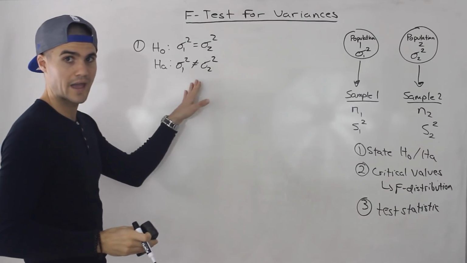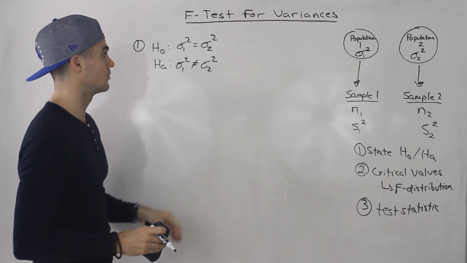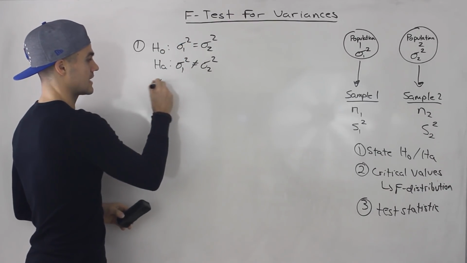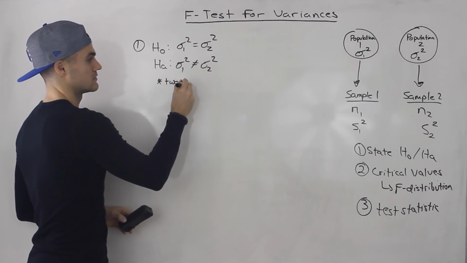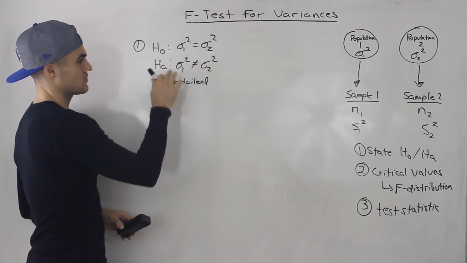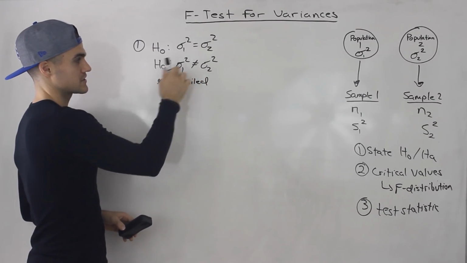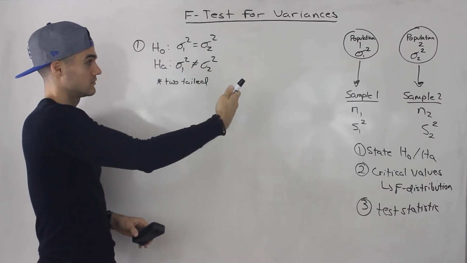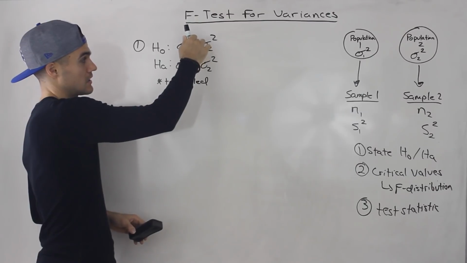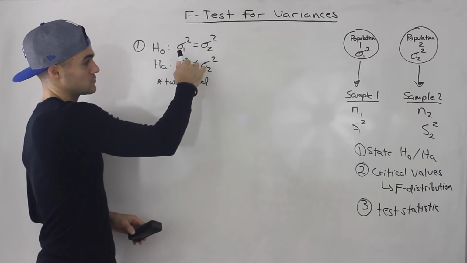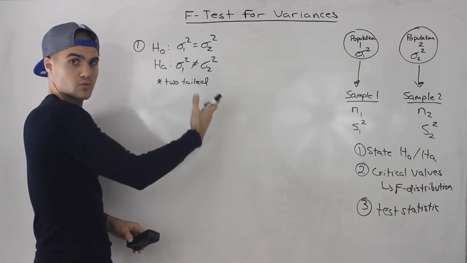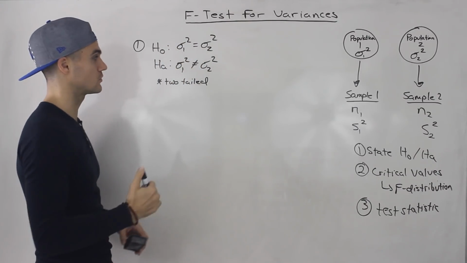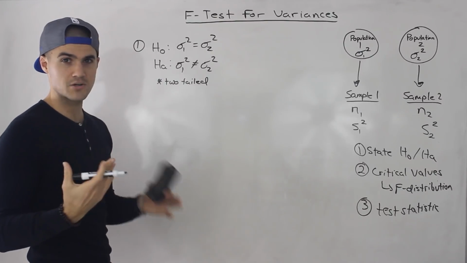Right? So exactly like we had with the means, there's pretty much no difference. And because there's an equal and non-equal sign here, we know that this is a two-tailed test. So if the alternative hypothesis had a greater than sign over here, then we'd be working with a right-tailed test, and then this would be less than or equal to. And if this was a less than sign in the alternative hypothesis, we'd be working with a left-tailed test. So then the null would have a greater than or equal to sign.